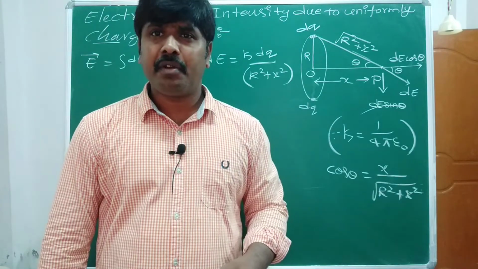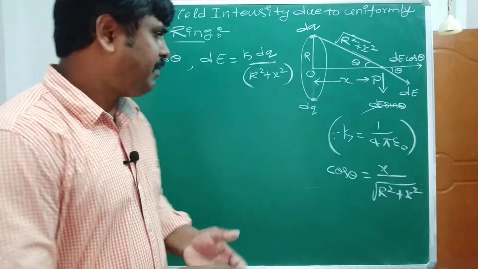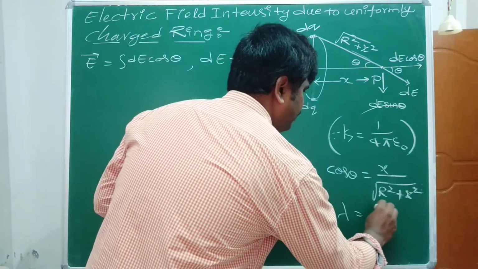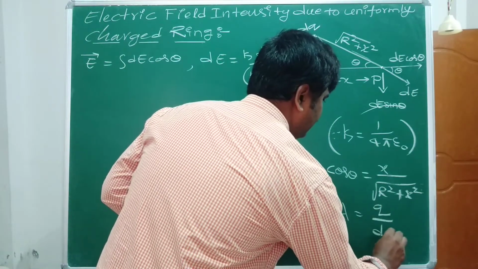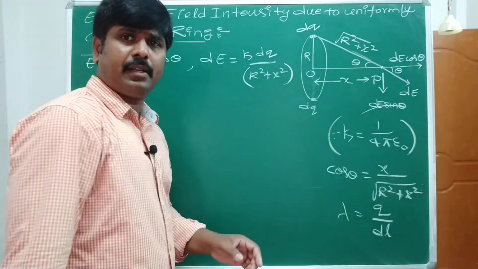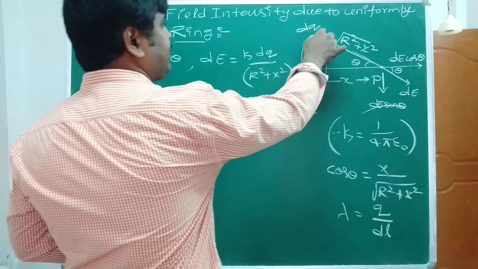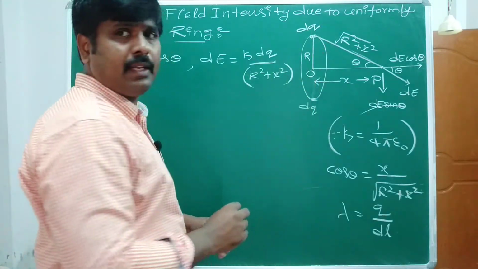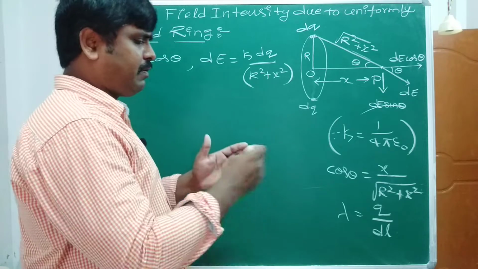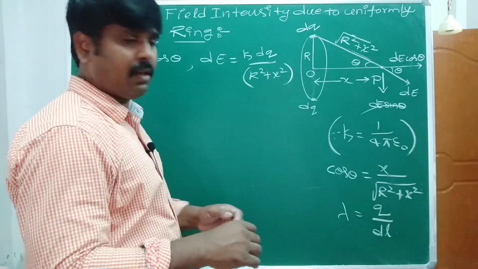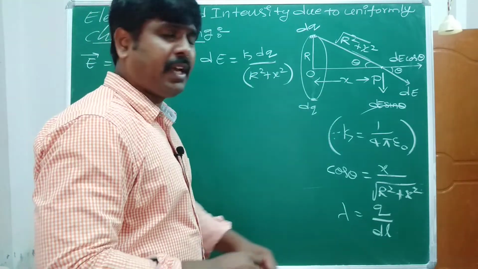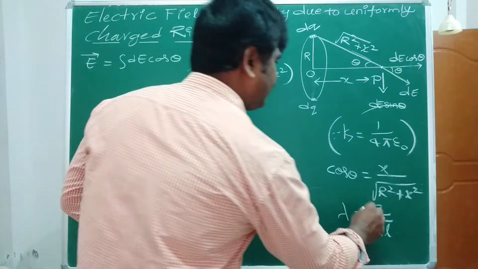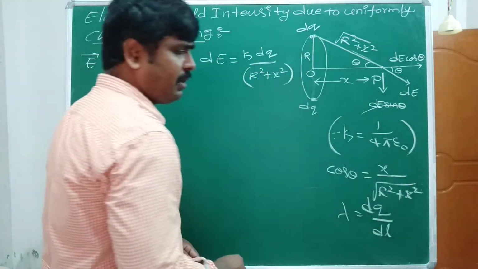Now, continuing with the second method, try to understand here lambda, which is equal to q divided by dl. Here dl is the element length. The total length of the ring is L, and a small element dl is taken. The wire is simply bent in the form of a circle, and that's why dl is taken, because lambda is the linear charge density, charge per unit length. So this is dq by dl.